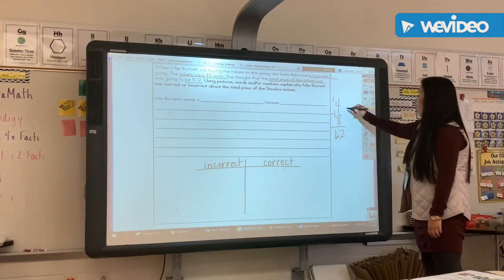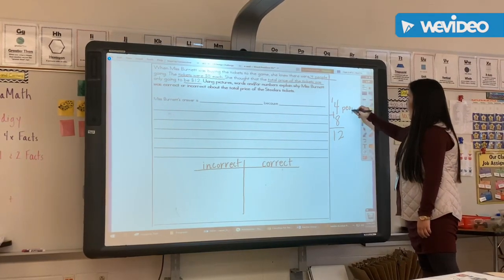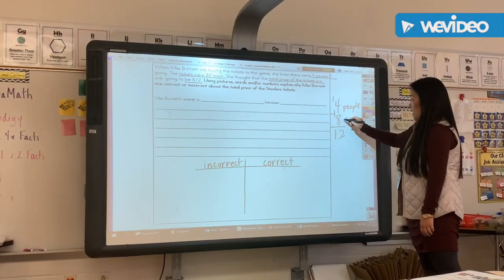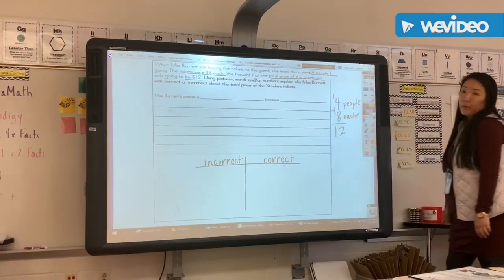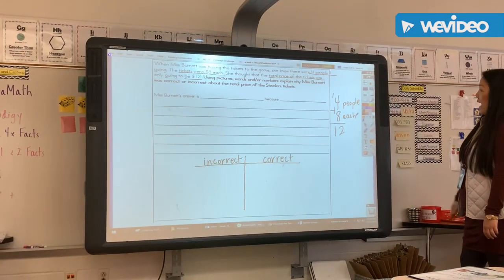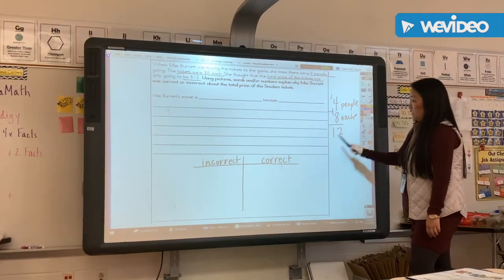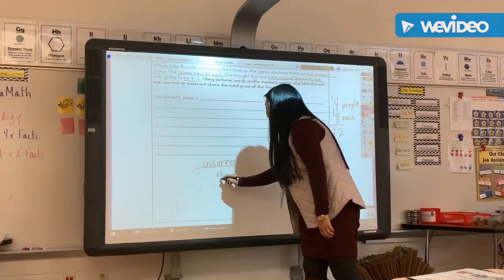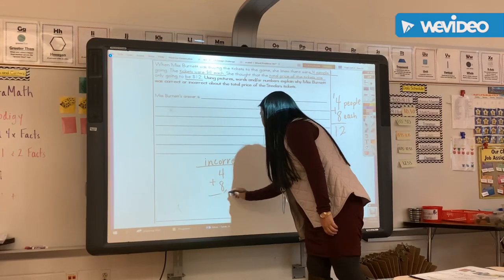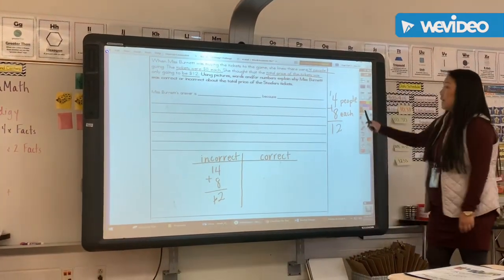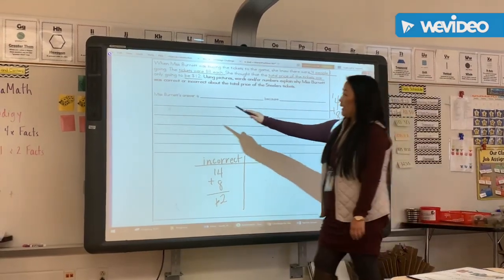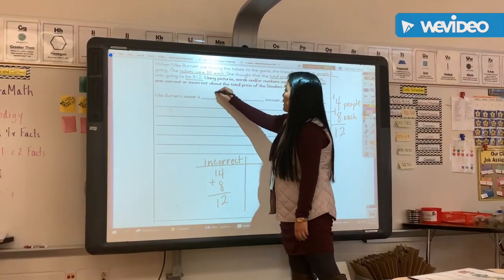But if there are 4 people, and they each paid $8, each person paid $8, was that the correct operation she should have used? And that's the incorrect operation. So I'm going to write it over here. She added 4 plus 8, and she got 12. But that's not the correct operation.